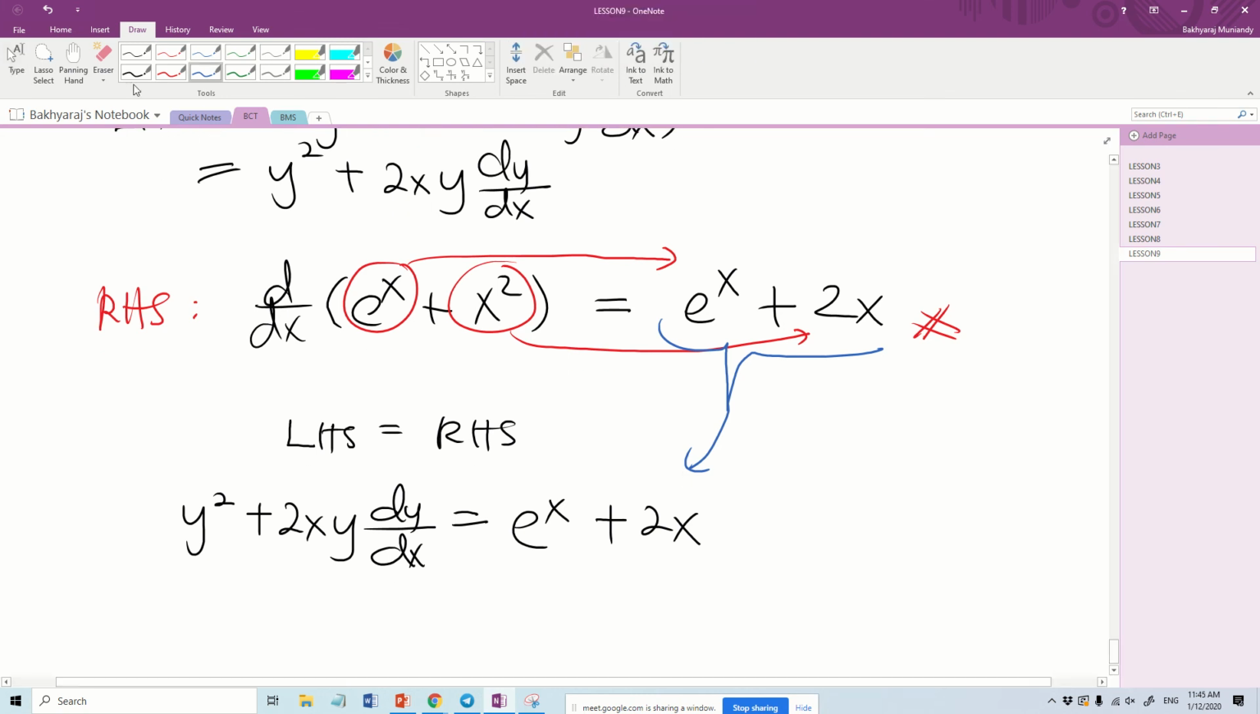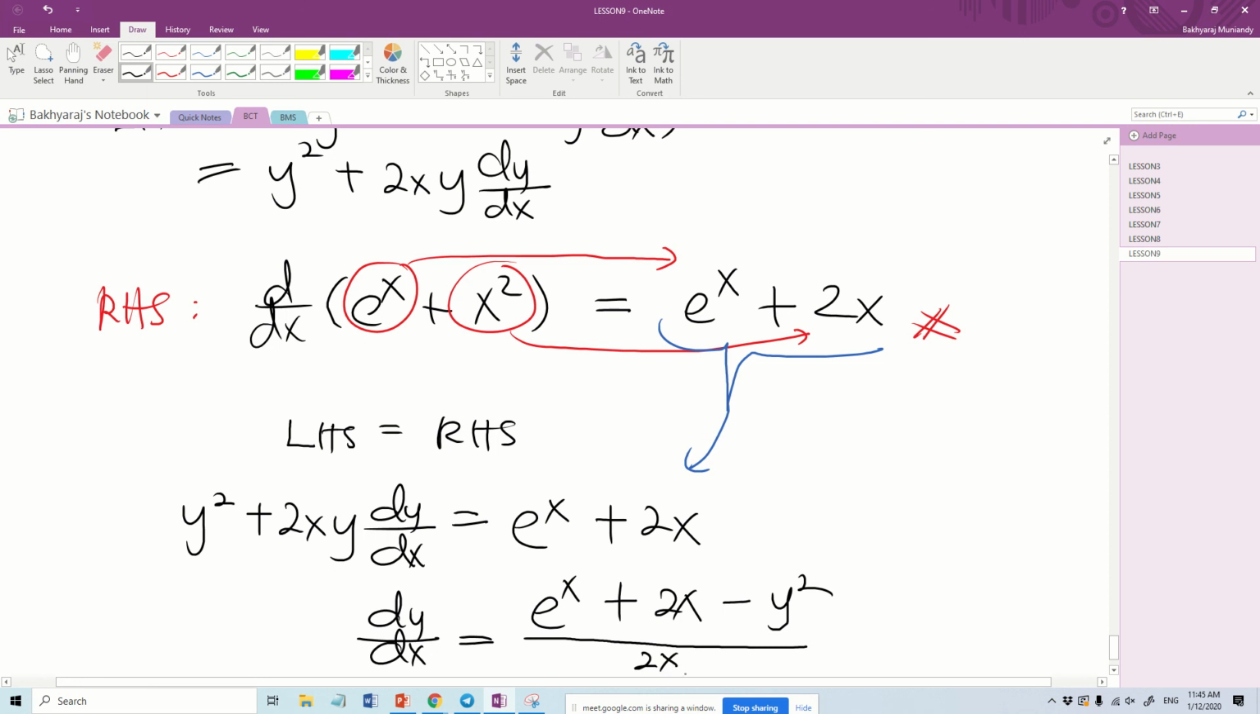Okay, I give you the last answer. So dy/dx will be equal to e^x + 2x − y² over 2xy.